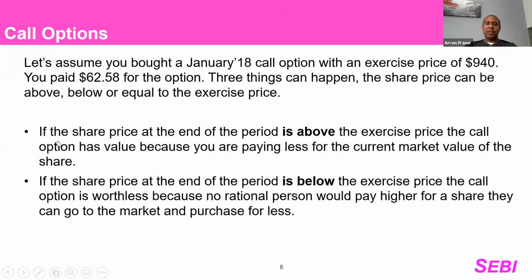If the share price at the end of the period is above the exercise price, the call option has value because you're paying less than the current market value of the share. So if the share price goes up to $1,000, you're in fact only paying $940 for the particular share, right? So it has value. If the share price at the end of the period is below the exercise price, then the call option is worthless because no rational person would pay more for a share that you can go to the market and purchase for less, right? So if the share price goes to $900, then you don't exercise the option. You just let your deposit go and you go to the market and you buy that share for $900 if you really want it, right?